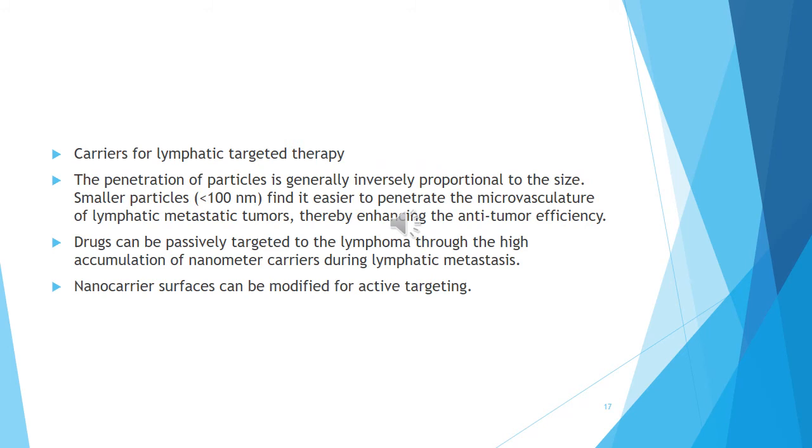What are the carriers for the lymphatic targeted therapy? For which we require particles of a specific size. The penetration of the particles is generally inversely proportional to the size. Smaller particles less than 100 nanometer find it easier to penetrate the microvasculature of lymphatic metastatic tumors, thereby enhancing the anti-tumor efficiency. Drugs can be passively targeted to the lymphoma through the high accumulation of nanometer carriers during the lymphatic metastasis. Nanosurface carriers can be modified for active targeting.